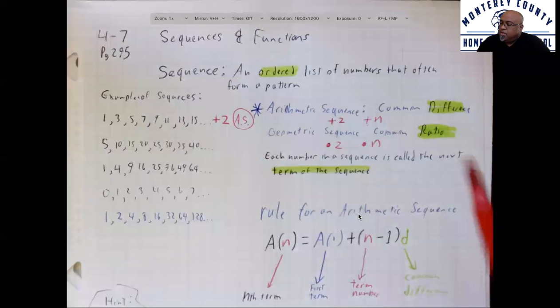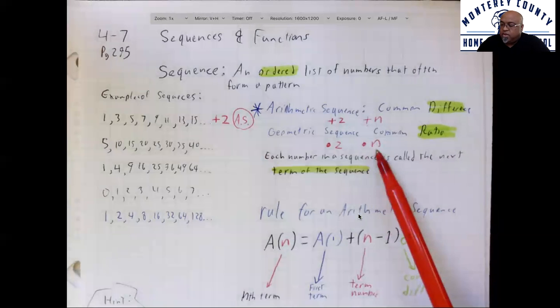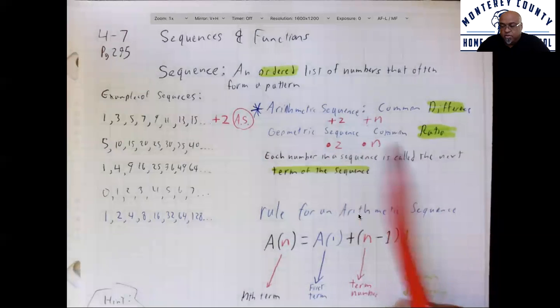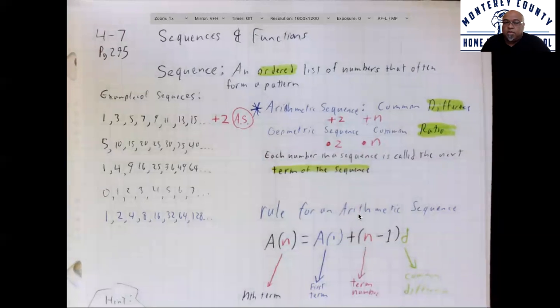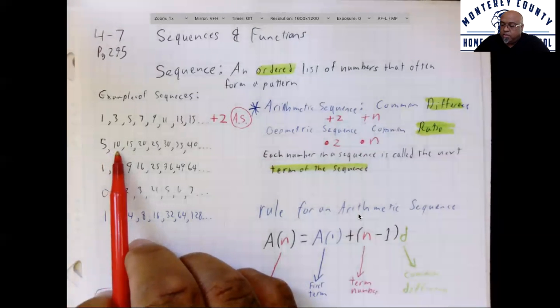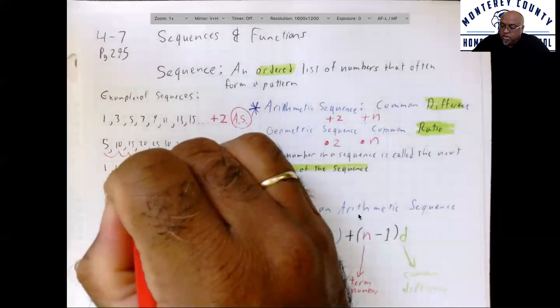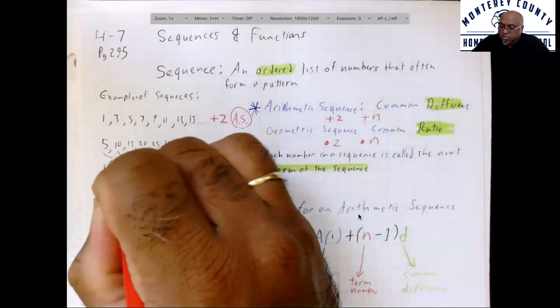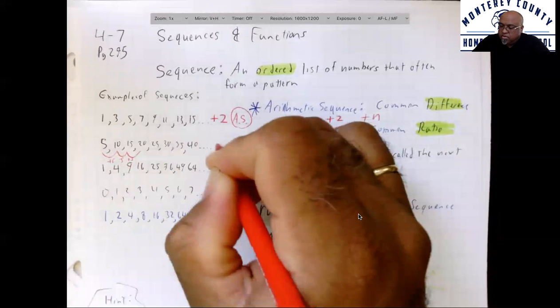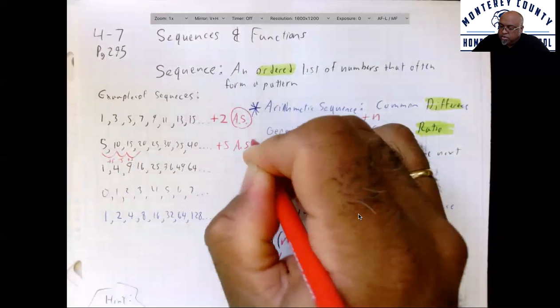Okay? A geometric sequence has a common ratio, which means that you multiply to get the next term. So in that case, it would be times n. It could possibly be times 2. Okay? So let's take a look at all these different sequences and see what we come up with to get to the next number. So 5 plus 5 is 10. 10 plus 5 is 15. 15 plus 5 is 20. So each time I do plus 5, so my rule would be plus 5, and it's consistent all the way through, so that's an arithmetic sequence.